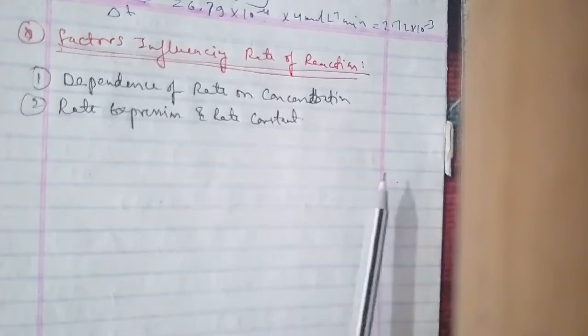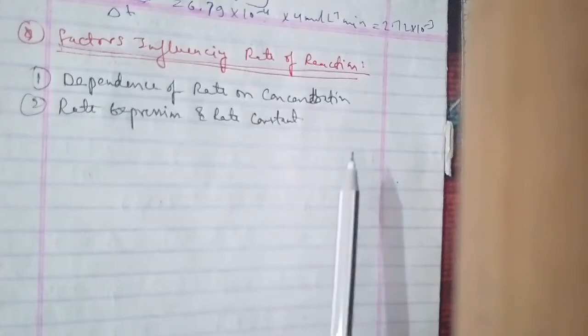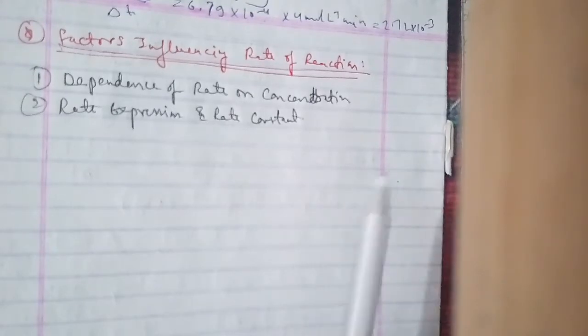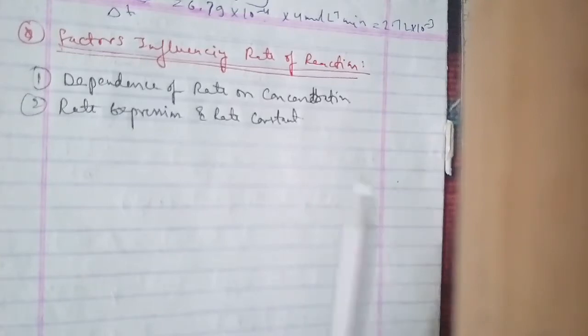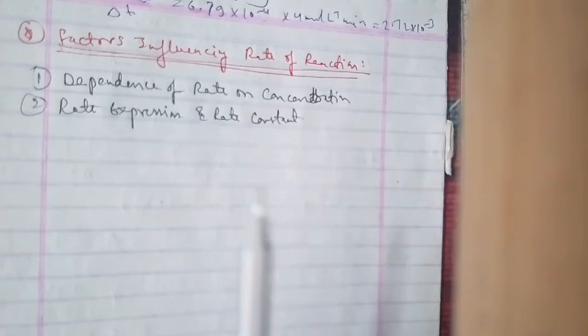We'll consider a general reaction here. On the same basis, we have the general equation: aA plus bB tends to cC plus dD. Here these are the small a, b, c, d.